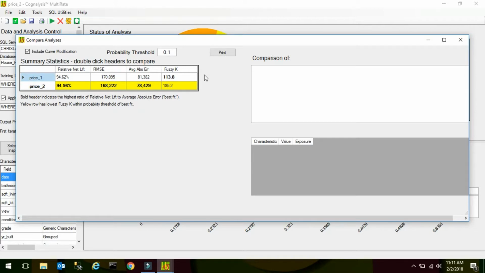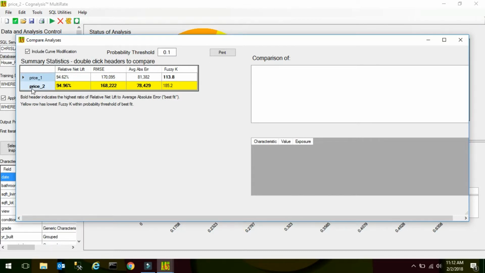We've got a number of things across the top here. Relative net lift, we talked about in one of the other tutorials, is a measure of how well the model does at ordering the test data. Root mean squared error, average absolute error, and once again fuzzy k. We want relative net lift to be high, we want root mean squared error to be low, we want average absolute error to be low, and we want fuzzy k to be low as well. So we're bolding whichever one has the best value for each one of those individual measurements.